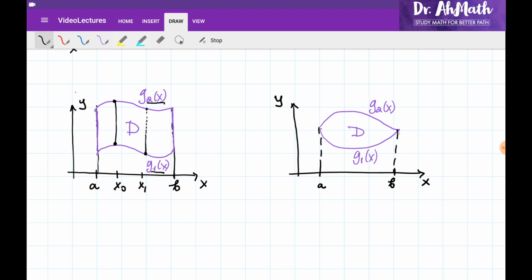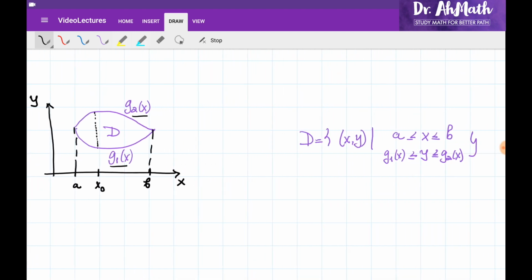Or this region D might be given using this form. Again, with the same idea, when we choose some x0, the points along this line, or actually the y coordinates, are going to change between this function and this function. So we can define all the points in this kind of regions using this notation. So D is going to be some region of points given as tuples, where x is going to change between two constants, and whenever you fix one of the values for x, y is going to change between the values of these two functions at this fixed value of x.